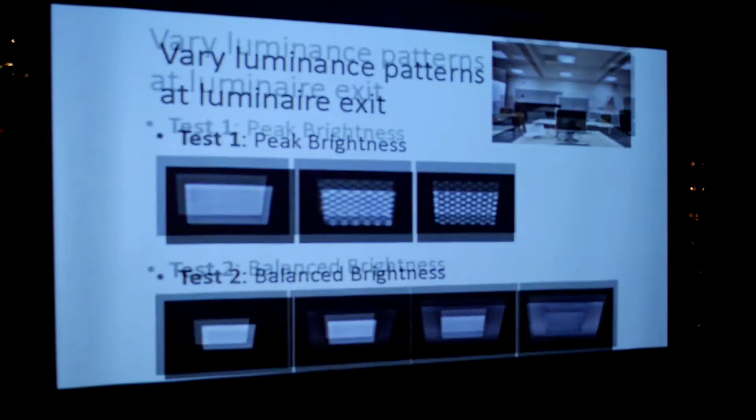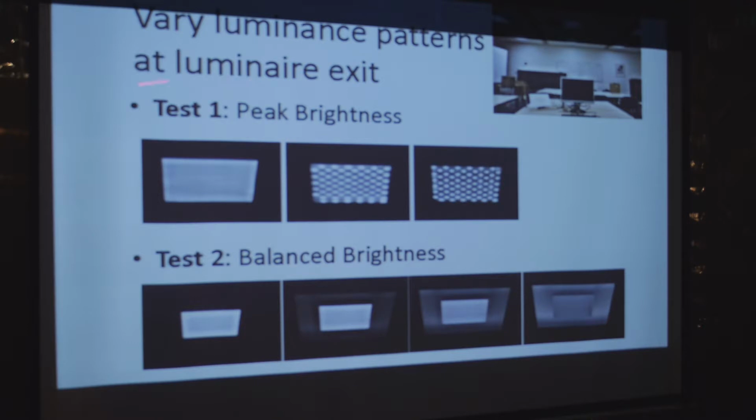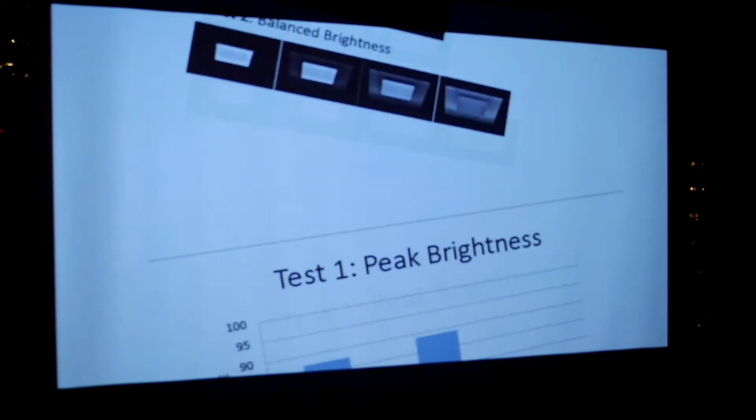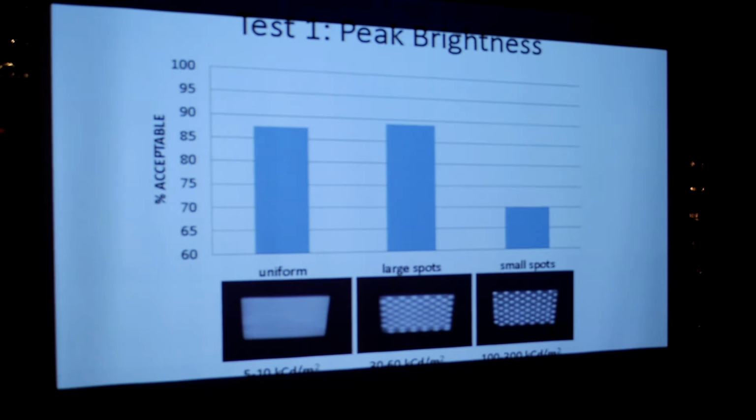So once they left, what we wanted to examine was the pattern. The first test was peak brightness. How does that influence the glare ratio? And the next was balanced brightness. How does the luminous size matter? This is a 300 by 300 tile. And if you start to illuminate the surroundings, you get more and more uniformity. And how does that influence the sensation of glare?